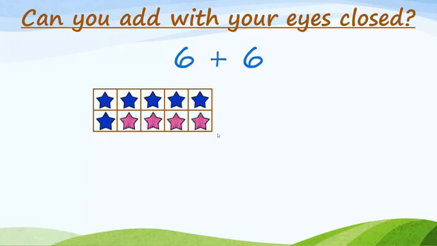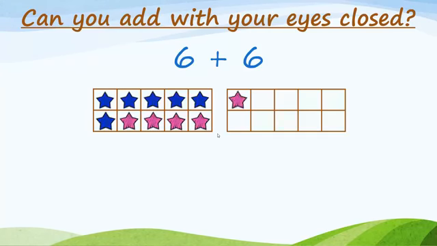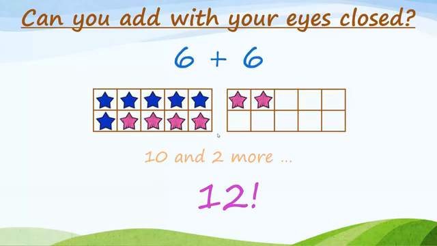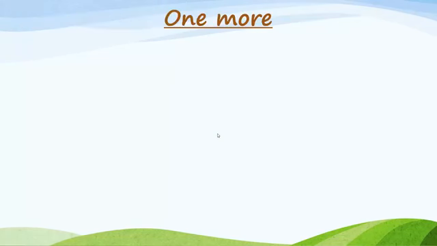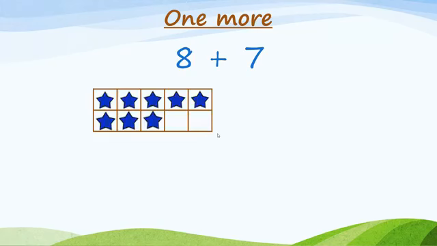1, 2, 3, 4. Now we have to overflow, and you may have heard me refer to these as double-decker buses before. We're going to have to overflow onto a double-decker bus with 2 extras. Okay, so we have a full 10 frame and 2 more. So we can see the answer is 12. Okay, we're going to do 1 more, and then I'm going to show you an even easier strategy. So 8 plus 7, start with you can open your eyes now, or if it's working for you, you can keep trying to visualize it.